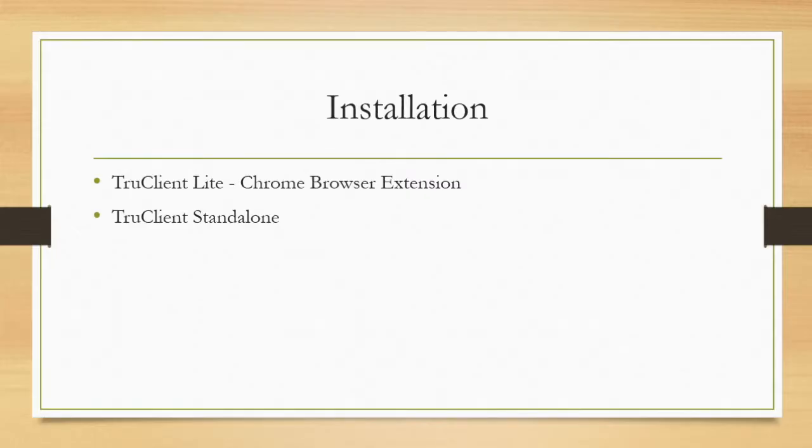The TruClient product offers two types of installs, and we are going to go through both of them. The first install is the TruClient Lite Chrome Browser extension. This extension is available for free in the Chrome Web Store, but the installation process is not the same as most Chrome extensions and does require a little tweaking to get right. We're going to work through this installation first. When we have completed that install, we will quickly work through the second install, which will be for the standalone TruClient product. So let's begin.